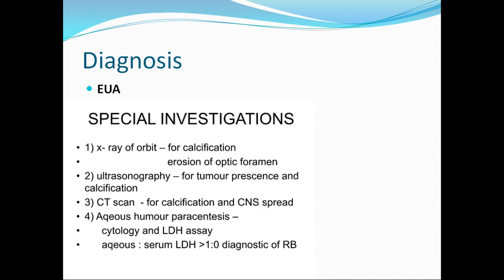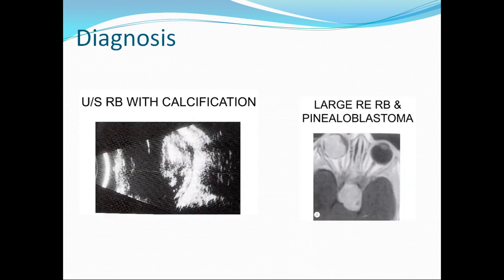Coming to diagnosis. EUA or examination under anesthesia should be done for all clinically suspected patients. It should include fundus examination, measurement of IOP, that is intraocular pressure and corneal diameter. Plain X-ray orbit may show calcification in 75% cases. Ultrasound and CT are very useful in the diagnosis and lactic dehydrogenase levels in aqueous humor is raised.